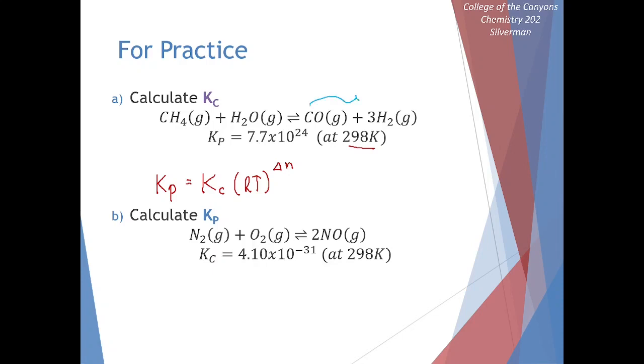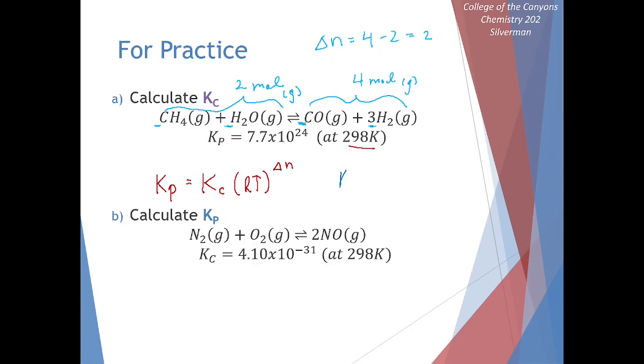On the product side, we have 1 CO and we have 3 H2s. These are all gases. We have 4 moles in the gas phase. On the reactant side, we have 1 CH4 and 1 H2O. That's a total of 2 moles in the gas phase. Delta N is going to be equal to 4 minus 2. Pull out the calculator. Delta N is just 2.